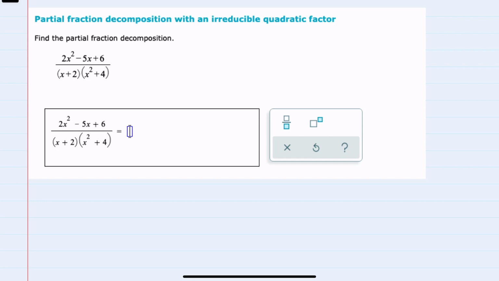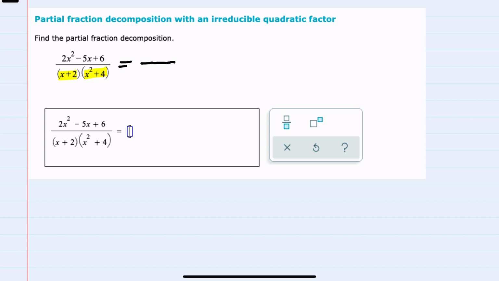In this video, I'll be helping you with the ALEKS problem type called partial fraction decomposition with an irreducible quadratic factor. To find the partial fraction decomposition, we first have to make sure that this denominator is factored as much as possible. And here it is: x squared plus 4 can't be factored any further.